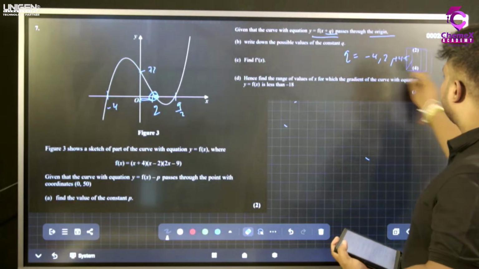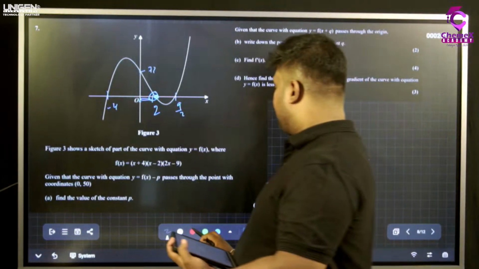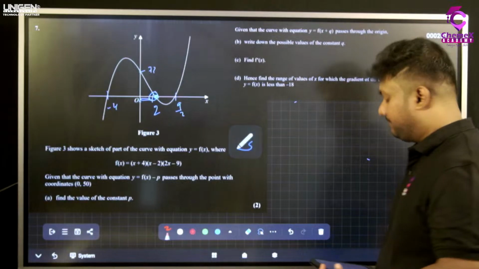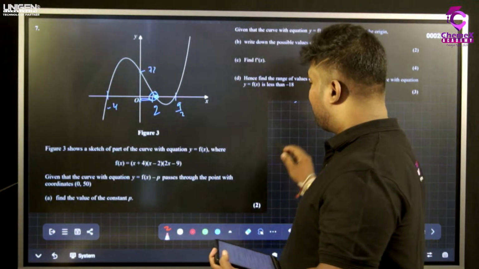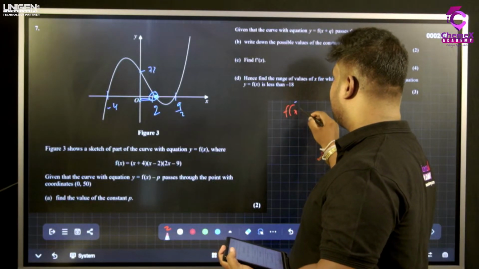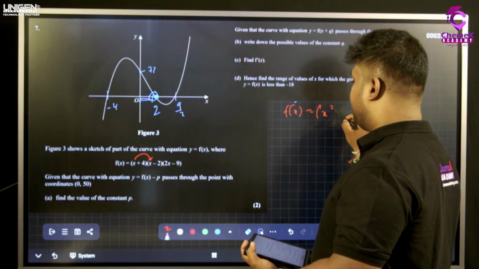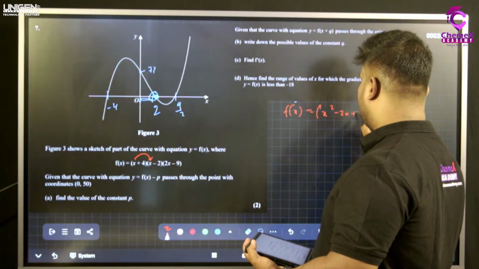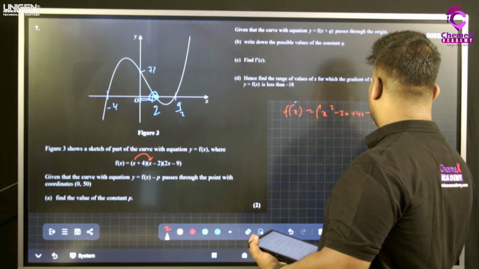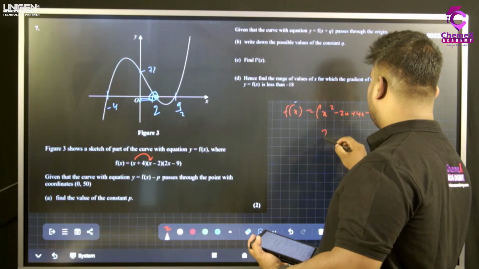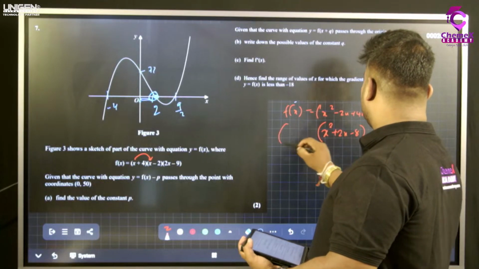Next one. f inverse x, how do you find? First, what do we do? We need to expand it. f(x) equals, I will expand here, the first term: x squared minus 2x plus 4x minus 8. Then times 2x minus 9. Then x squared plus 2x minus 8, times 2x minus 9.